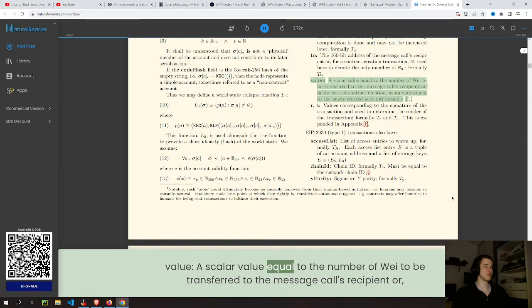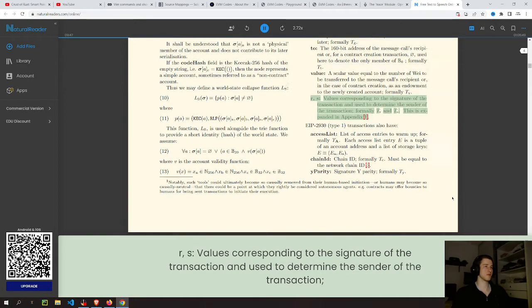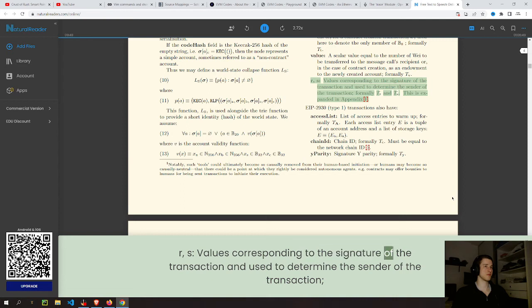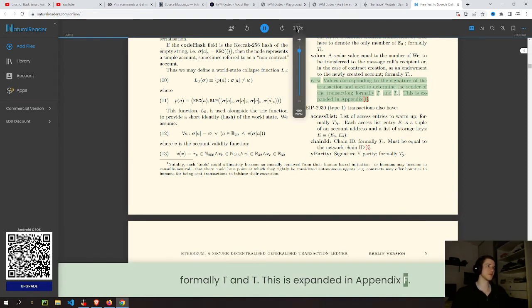Value, a scalar value equal to the number of Wei to be transferred to the message call's recipient or, in the case of contract creation, as an endowment to the newly created account, formally T_v. R, S: values corresponding to the signature of the transaction and used to determine the sender of the transaction, formally T_r and T_s. This is expanded in Appendix F.